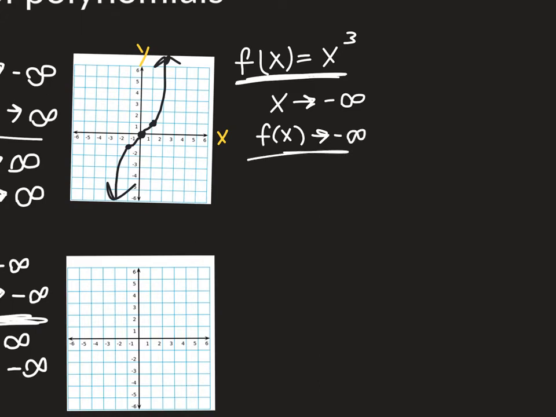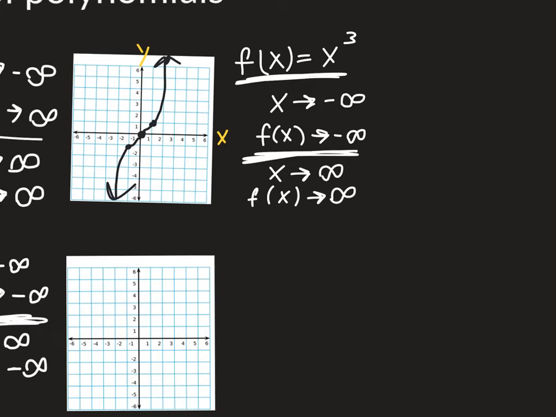Okay? Let's go ahead and take a look at the other direction here. If I'm going to look to the right, so I'm going to say, as my x's go to the right, or approach infinity, then what's going to happen to my graph, or my y values, or my f of x values? When I look to the right, what's happening to the graph? Well, it's going up. It's going up and up and up. So my f of x values are going to approach positive infinity.